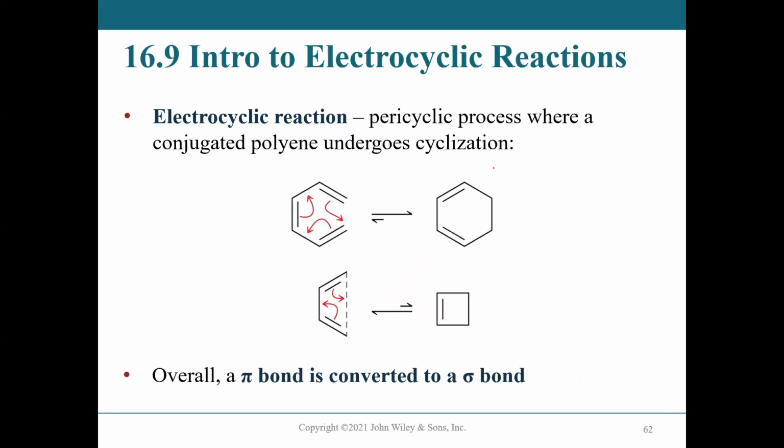So electrocyclic reactions are a pericyclic process where a conjugated polyene undergoes cyclization. Overall, a pi bond is converted to a sigma bond. And there's less strain when you have 6. This is a 6-membered ring, right? And here's a 4-membered ring. This had more strain to it.